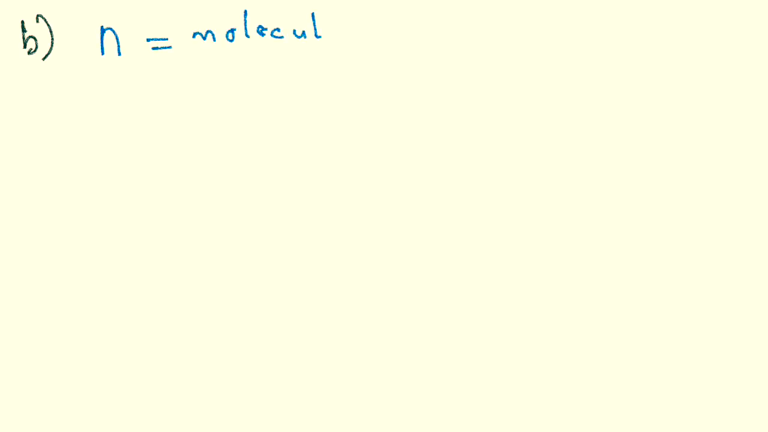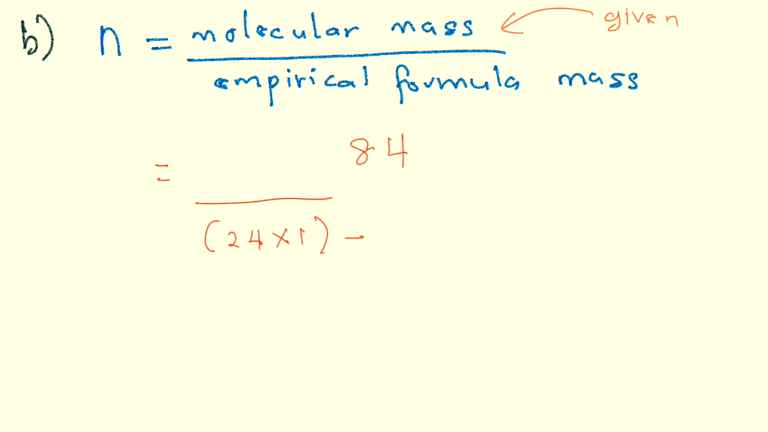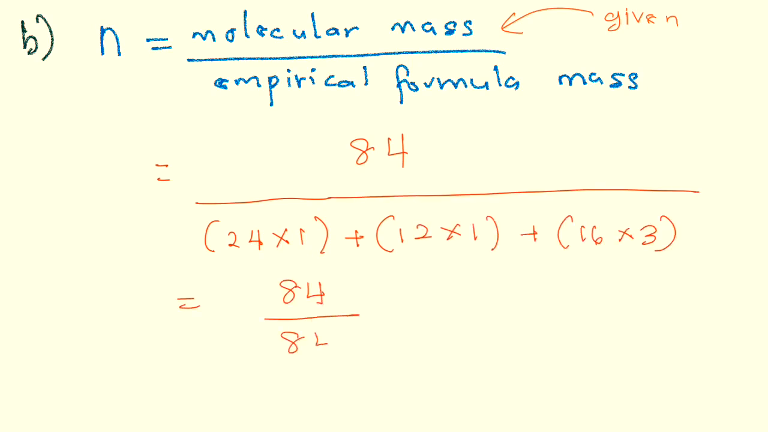The second part of the question requires you to identify the molecular formula. The formula used is N, which is the ratio between the molecular mass and the empirical formula mass. The molecular mass is already given in the question, which is 84. How to identify the empirical formula mass? By using the formula MgCO3: magnesium 24 times 1, carbon 12 times 1, and oxygen 16 times 3. The total is 84. The ratio is 1.